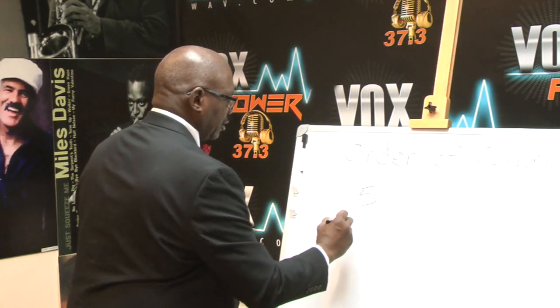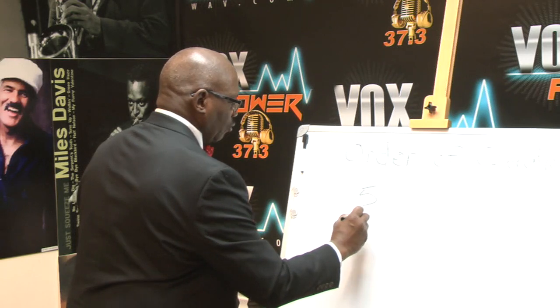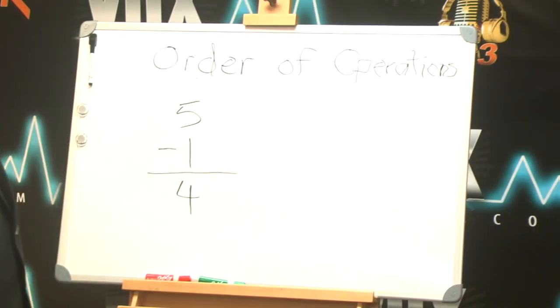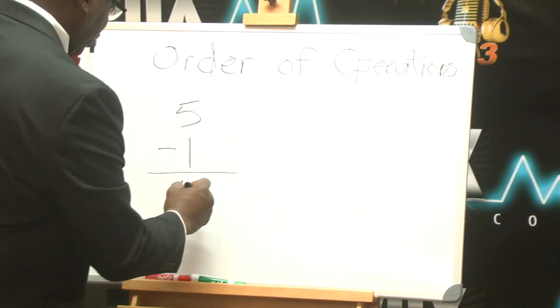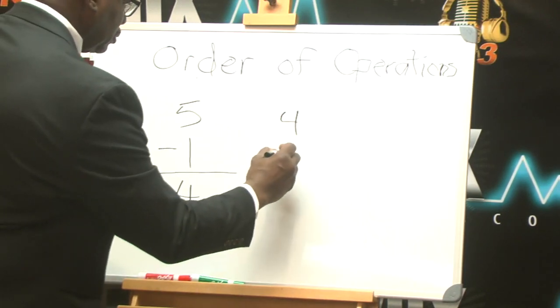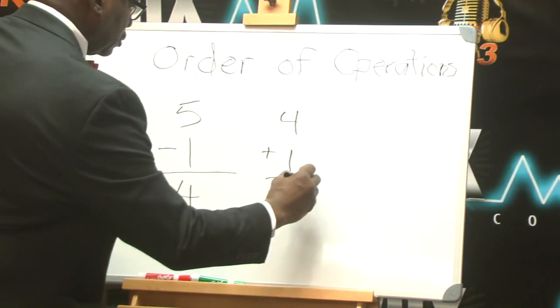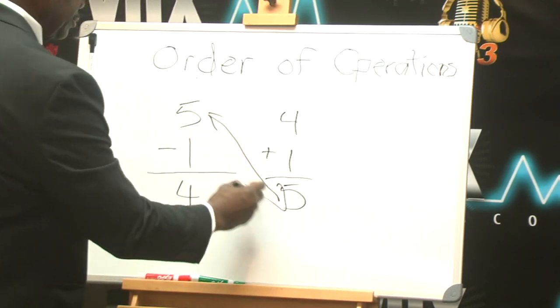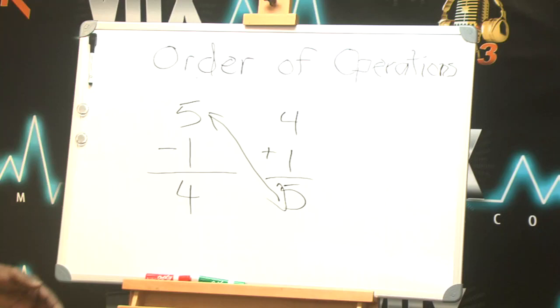5 subtract 1 is 4. How do you know it's right? Take this 4, add this 1. Look at that. That's how you check your answer.